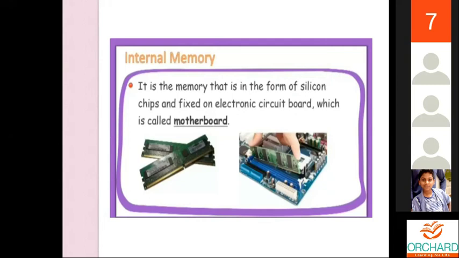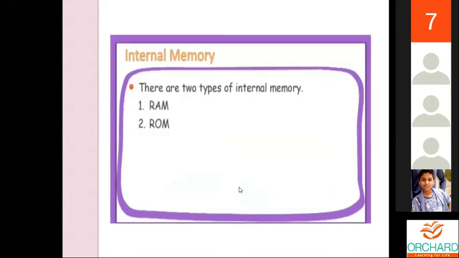So, internal memory is divided into two. I said, no, RAM and ROM. See, this is your RAM. Okay, ROM is a chip. See, one person is inserting RAM in the motherboard. See, these are the two types of internal memories, RAM and ROM.